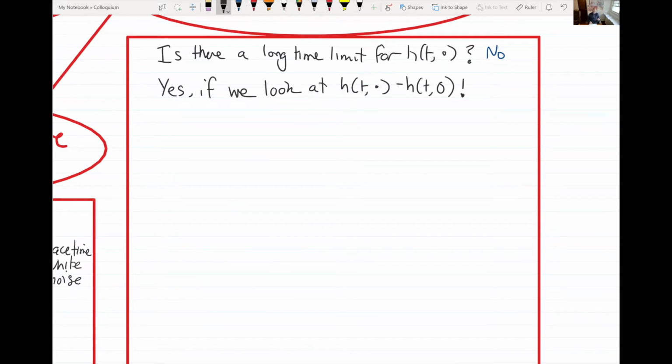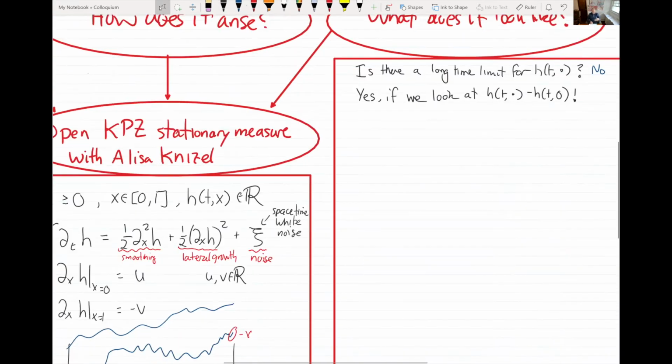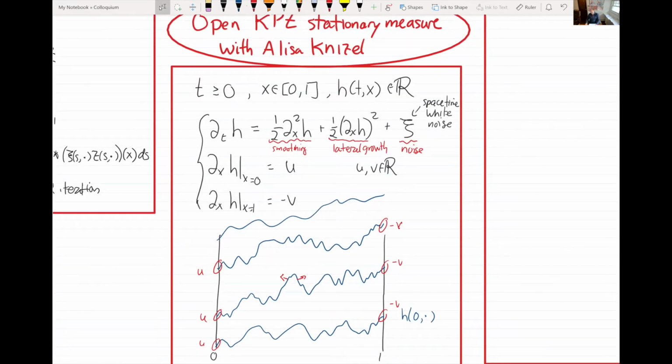So if instead of looking at just an absolute frame, I look at everything as compared to the value at 0, and then I look at the spatial increment process, that will have a limit. For instance, if I look at the distribution of the height increment, the difference between the height at 0 and height at 1, that will have a statistical limit. That'll converge to something in distribution.